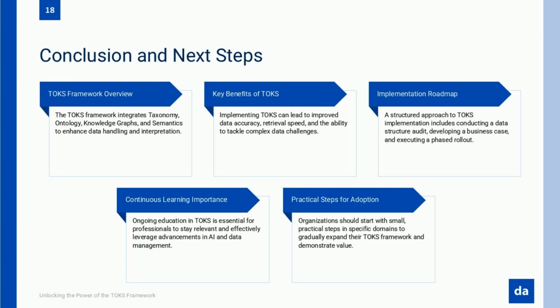As we wrap up our exploration of taxonomy, ontology, knowledge graphs, and semantics, TOKS, it's clear that this framework has the power to revolutionize how we handle and interpret data. By combining these 4 pillars, organizations can create a robust foundation for advanced analytics, machine learning, and artificial intelligence applications. The true strength of TOKS lies in its integrated approach. While each component offers unique benefits, their synergy creates a comprehensive system that enhances data accuracy, improves retrieval speed, and enables more sophisticated analysis. This holistic approach can lead to significant improvements across various industries from healthcare to finance.